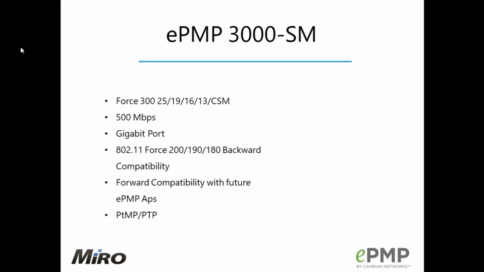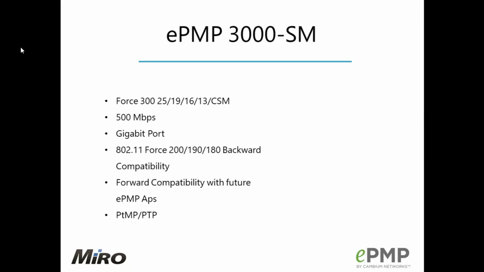But nonetheless, you would want to encourage your clients, or your users, to utilize a Force 300 SM, whereby you've got options that vary from 25 dBi, 19, 16, 13, and you've also got a CSM unit, which refers to connectorized subscriber module, for when you would like to connect a slightly larger dish antenna, maybe a 30, 34 dBi, to achieve some longer distances of, let's say, 10 kilometers upwards. Being an AC radio, the Force 300 is able to push up to 500 megabits per second.